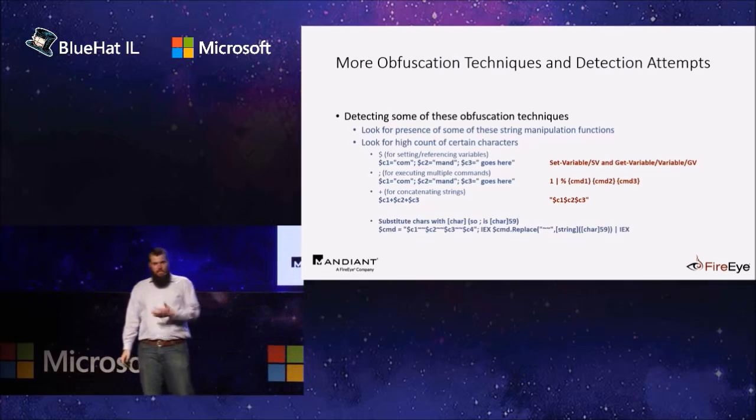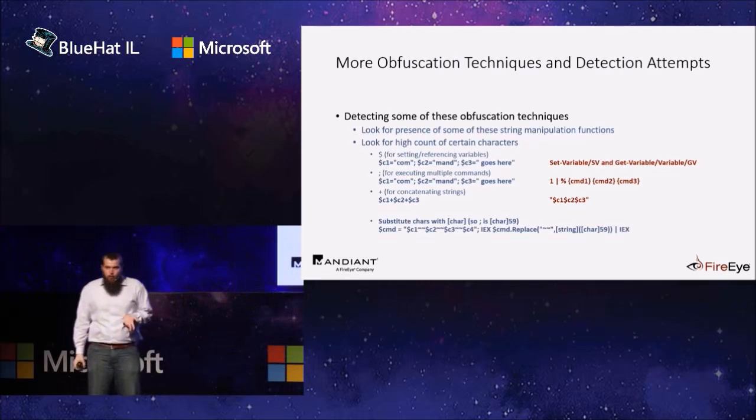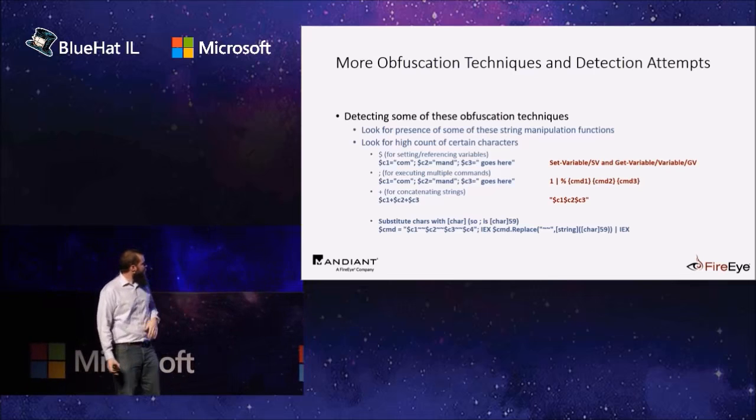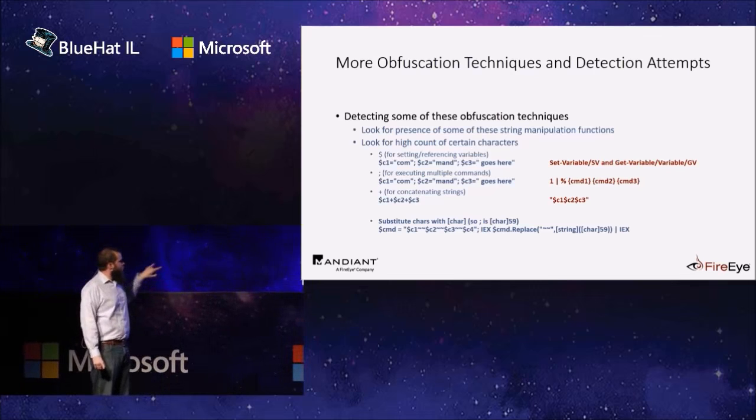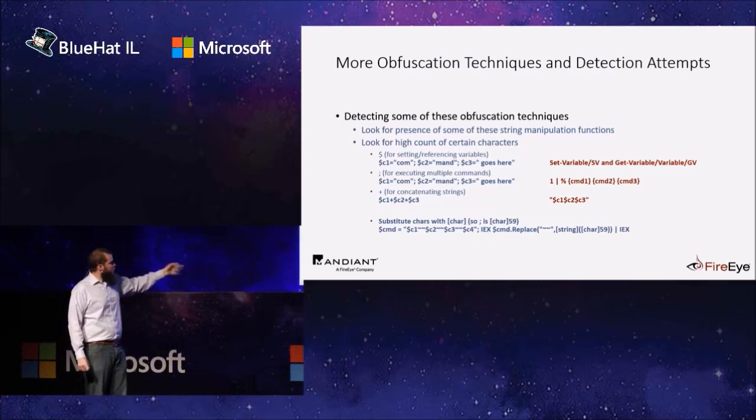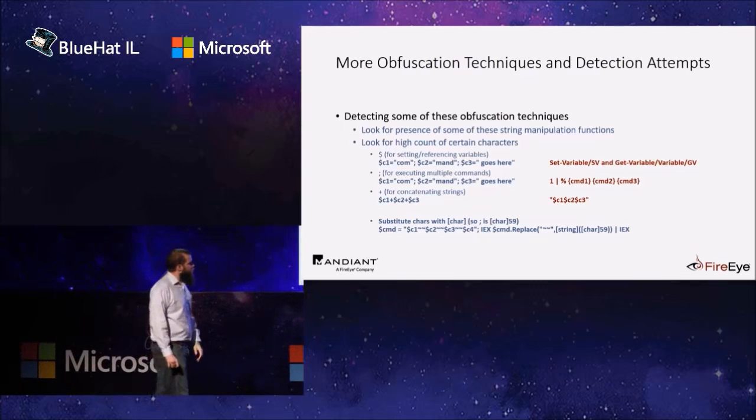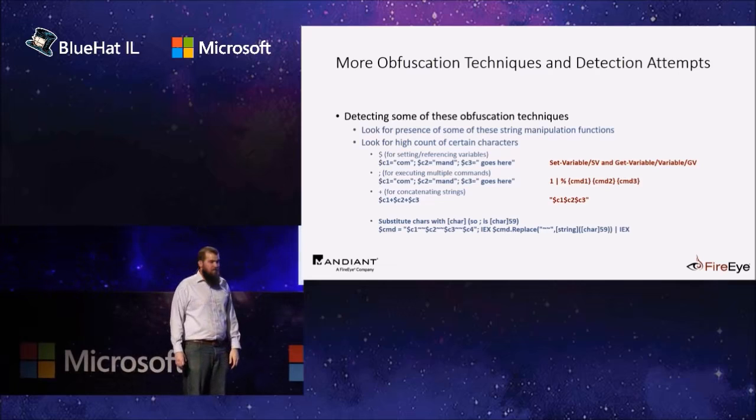And one fun example of that is if there's any character that defenders are keying off of, just do a char conversion. We have 4 commands here, C1 through C4, and we're basically going to put in 2 tildes as a delimiter, and then we're going to split or replace that delimiter with string char 59, which is a semicolon.